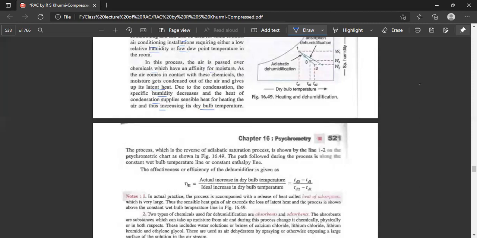The process is accompanied by the release of latent heat, called the heat of absorption, which is very large. Thus, the sensible heat gain of the air exceeds the loss of latent heat, and the process is shown above the constant wet bulb temperature line.